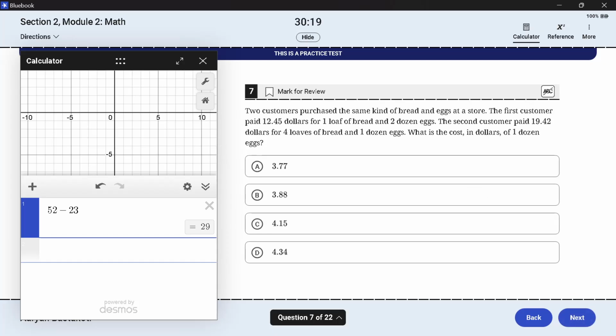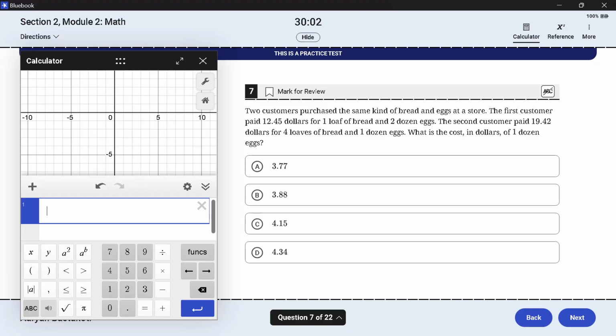Two customers purchased the same kind of bread and eggs at a store. The first customer paid $12.45 for one loaf of bread and 2 dozen eggs. The second customer paid $19 for 4 loaves of bread and 1 dozen eggs. For these kinds of questions, you could easily do it in Desmos. You will have to assign X or Y to either bread or eggs. Let me assign bread X and Y to the eggs. So X plus 2Y would be equal to 12.45. This is for the initial customer.